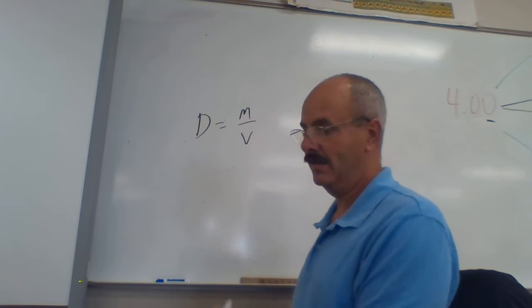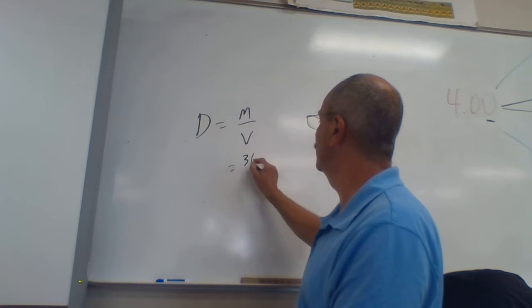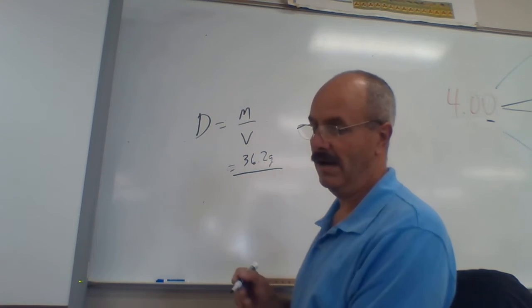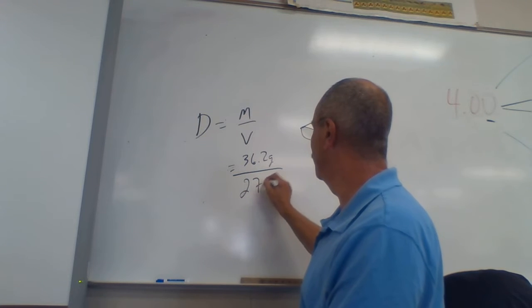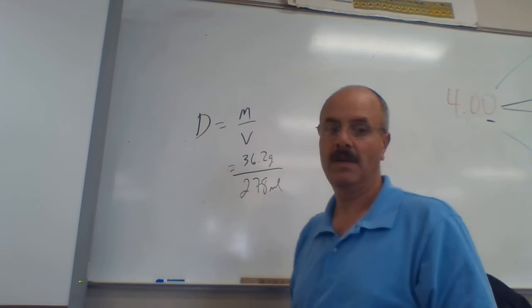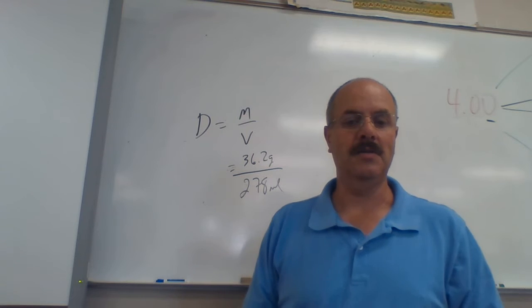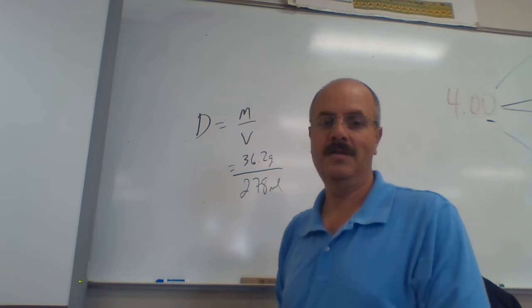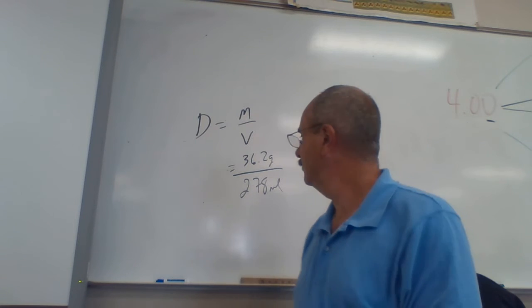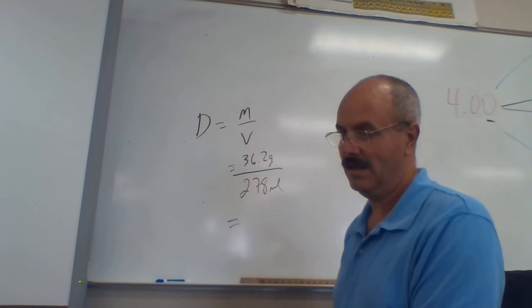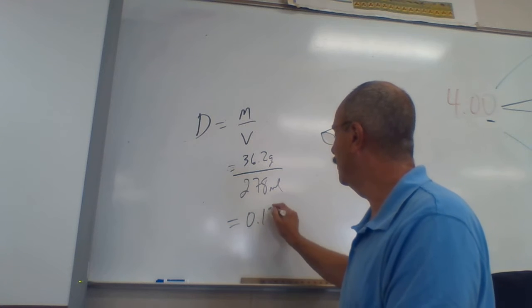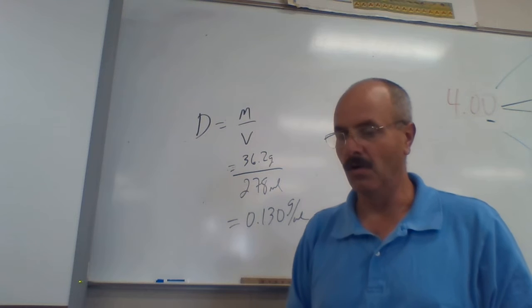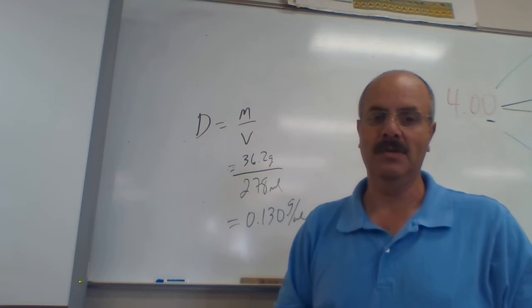So when you put in the mass, 36.2 grams, and the volume, 278 milliliters, now what you have to do is utilize the calculator on your computer, which is in the bottom left-hand corner, and type that in. If you divide it out, you end up with the density equals 0.130 grams per milliliter.